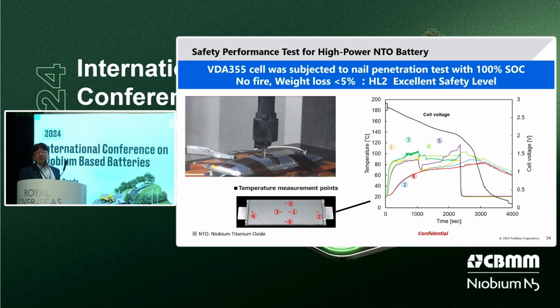And the BDS355 format cell was subjected to a nail penetration test under the fully charged condition. And we confirmed almost no issue and an excellent safety level, as shown here.